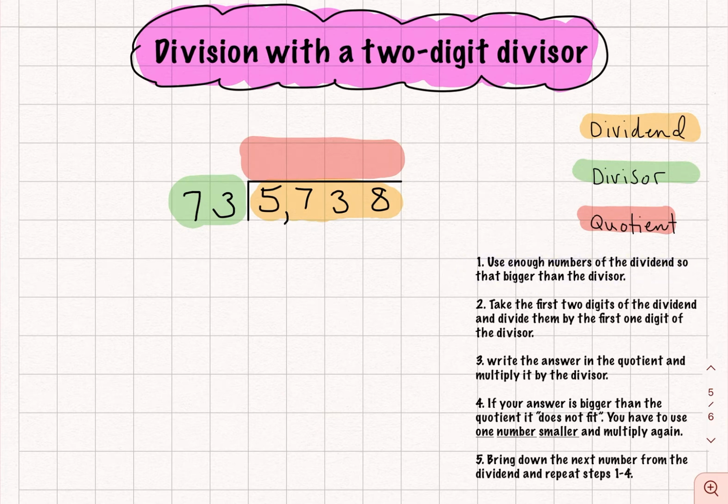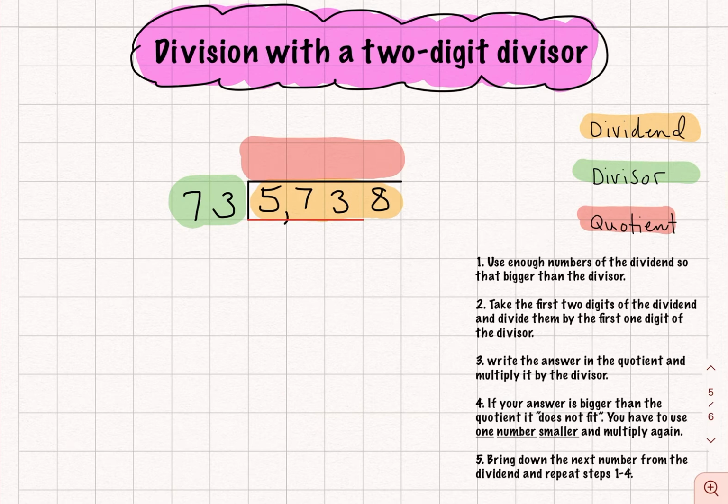Step one is to use enough numbers in the dividend, that's this number here, so that it's bigger than the divisor. So our divisor here is 73. We wouldn't say, like, how many groups of 73 can I make with 5? That is not enough, so we have to keep going. How many groups of 73 can I make with 57? Still too small. 73 is bigger than 57. So I have to extend that line all the way over to here. See that? I'm going to include all three of these numbers in my division problem. Okay, so I'm saying how many groups of 73 can I make with 573? That's actually pretty close to what we've been doing in division all year.